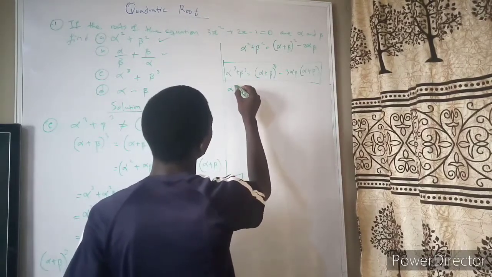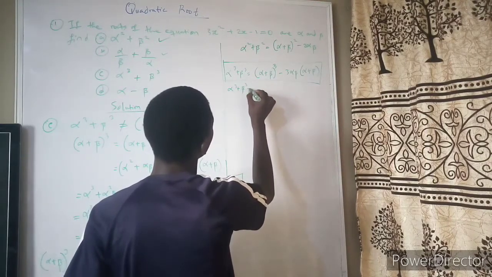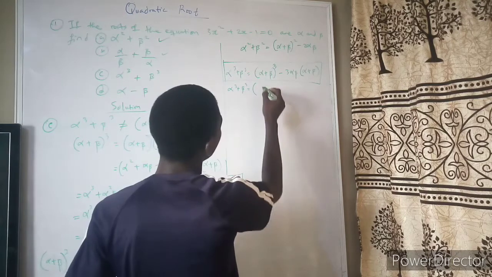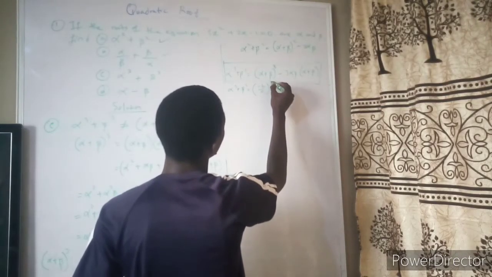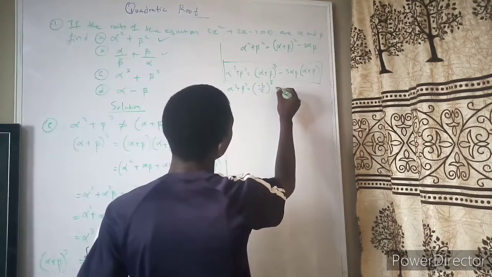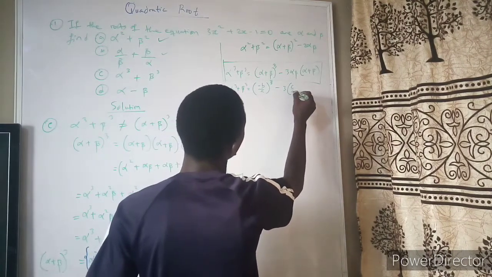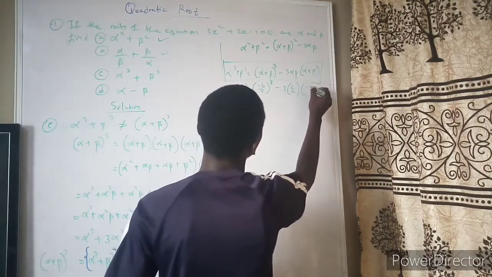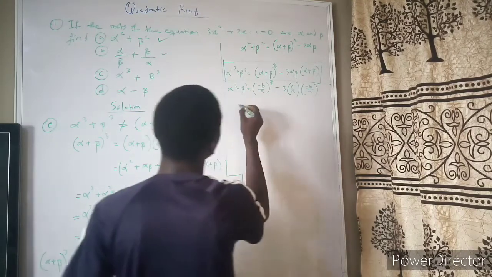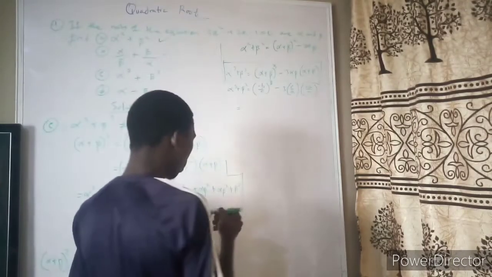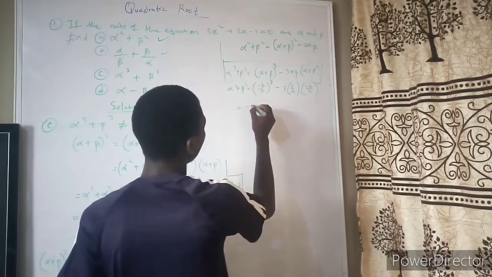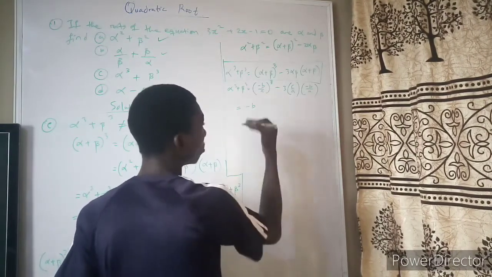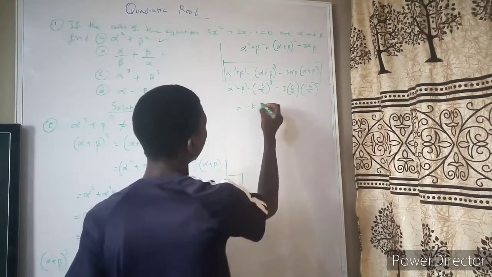So I can now say alpha cube plus beta cube is equal to alpha plus beta, which is minus b over a, all cube, then minus 3 alpha beta, which is c over a. Alpha beta is minus b over a, isn't it? So I can say it is equal to negative b cube, which is still negative b cube, yes, because minus times minus is plus, plus times minus returns to minus again.